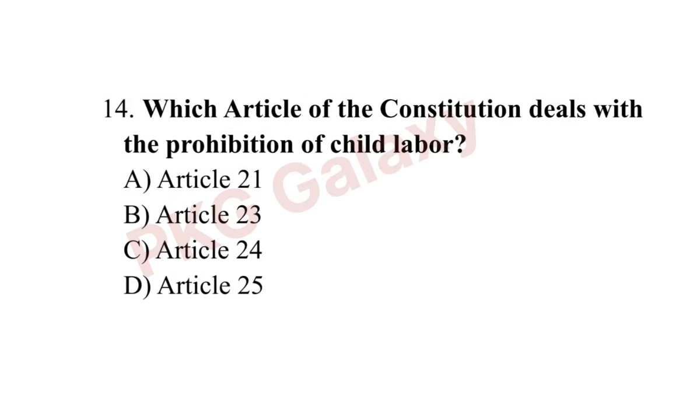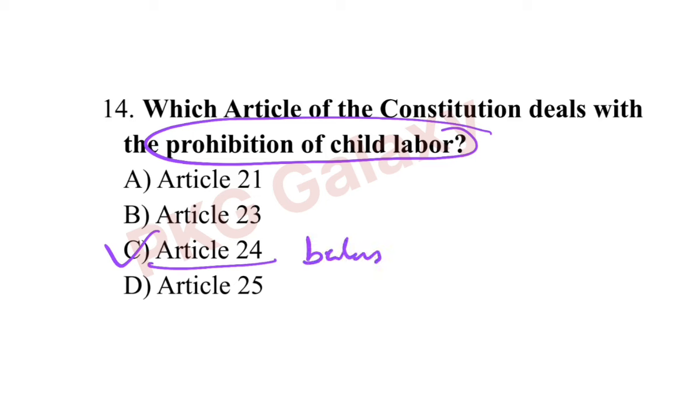Next question. Which article of the Constitution deals with prohibition of child labor? The correct answer is option C, Article 24. So, Article 24 prohibits the employment of children below the age of 14 years in hazardous occupation.